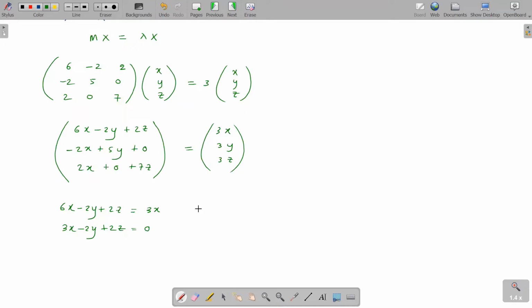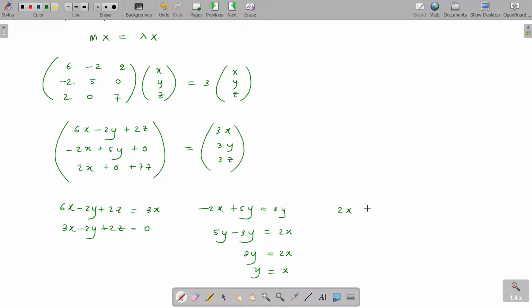The other equation, minus 2x plus 5y equals 3y. Minus 2x, we'll take 2x to the other side. Plus 5y minus 3y equals plus 2x. 5y minus 3y is 2y, so 2y equals 2x, which gives you y equals x.